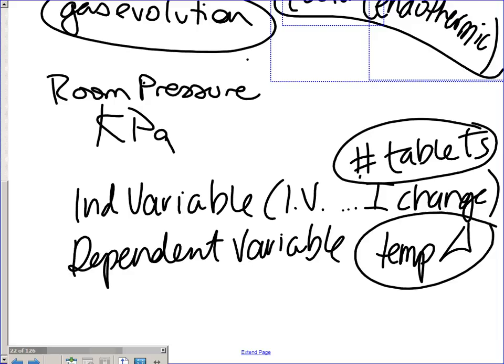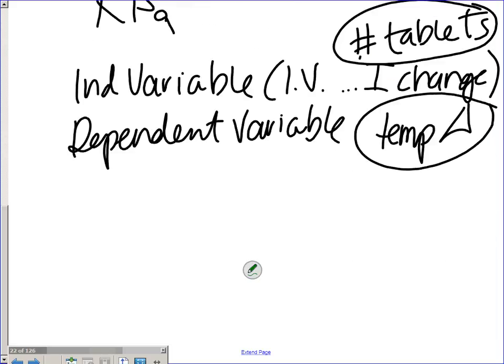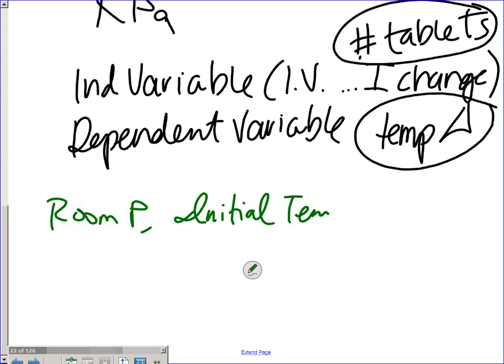In addition to independent variable and dependent variable, we have variables that remain constant throughout the entire experiment. We have a fancy name for them. They're called constants. Pretty easy. What are some constants throughout this experiment? Shout them out. Room pressure. What else? Initial temperature. And I heard one more. Volume of the vinegar. Okay.